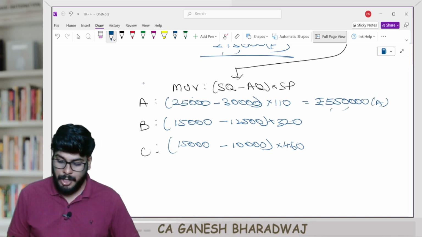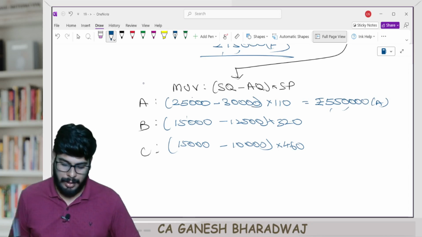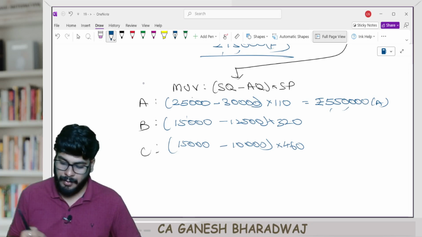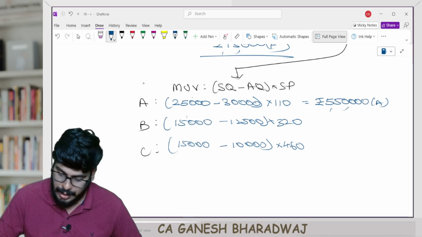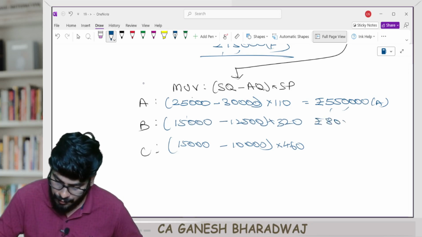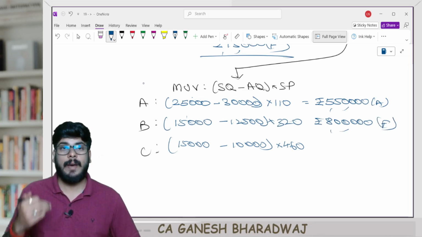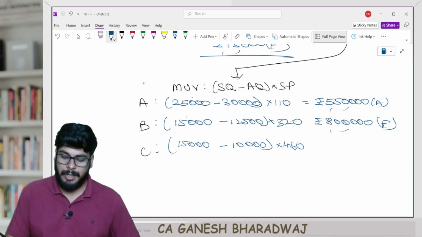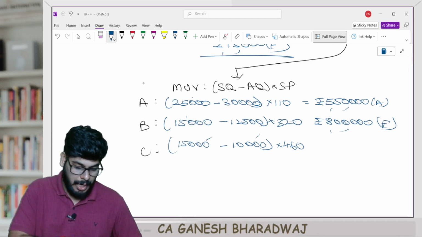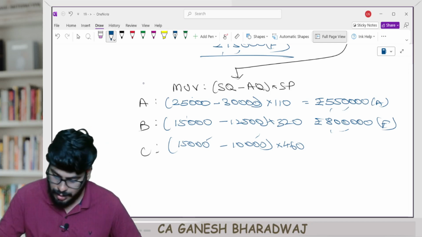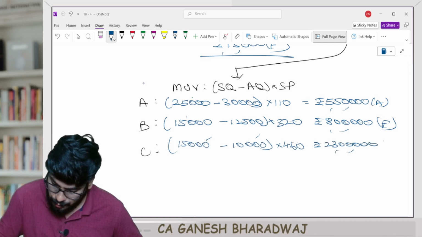For product B, you should have consumed 15,000, but you have only consumed 12,500. So you have consumed 2,500 kgs less, and each kg has a cost of 320 rupees. It's going to be 8 lakh rupees favorable. And then here for C, you were allowed to consume 15,000 kgs. You've only consumed 10,000 kgs. You've saved 5,000 kgs for the company, and each kg was costing rupees 460. It's going to be rupees 23 lakh favorable, right?